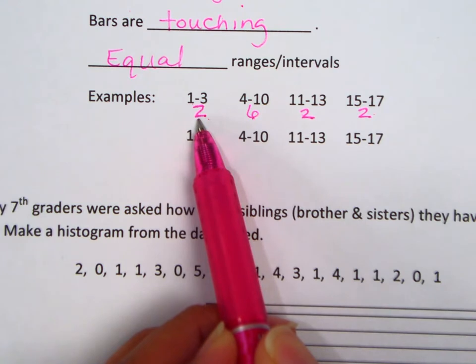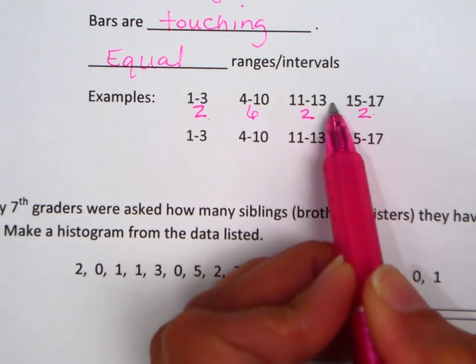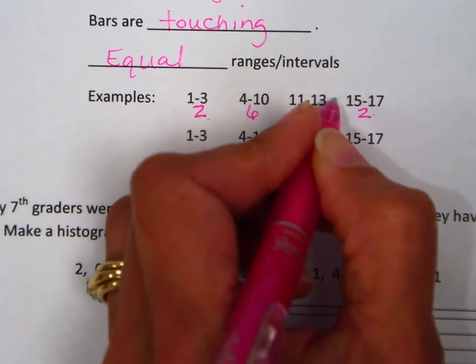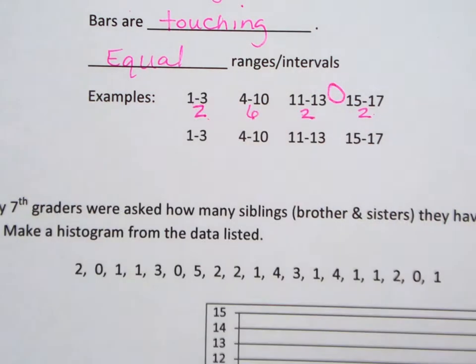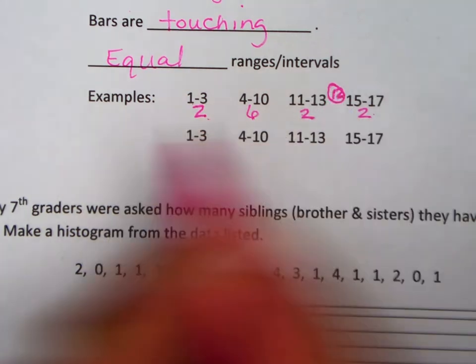So when you're setting up your ranges, that's probably the hardest part, making sure your ranges are equal. The other problem with this one is notice it ends at 13 and then it goes to 15. So there is a gap here. If there is a gap, then that means these bars would not touch.